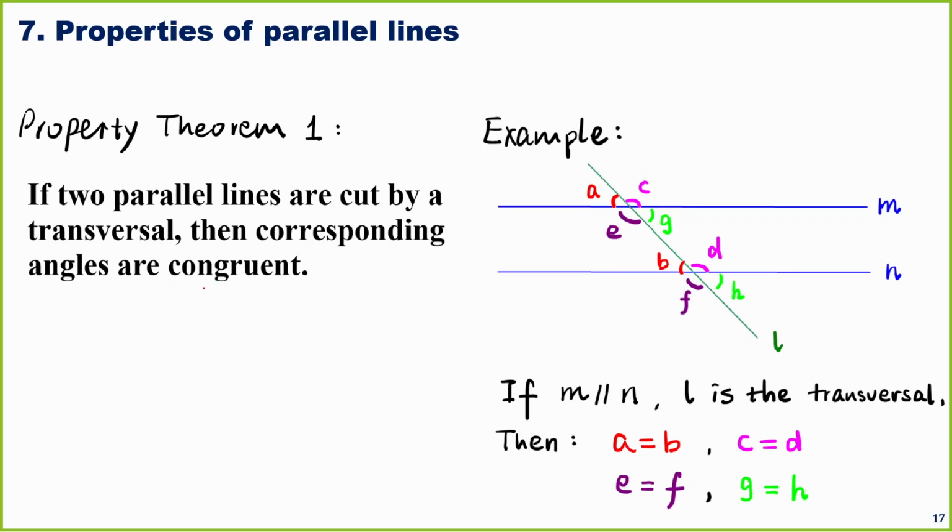congruent. Congruent means equal. For example, as shown on the right, we have M is parallel with line N, L is a transversal, then we have the following relationship: A equals B, C equals D, E equals F, and G equals H. Corresponding angles are congruent in parallel lines. Okay, that's the first theorem.